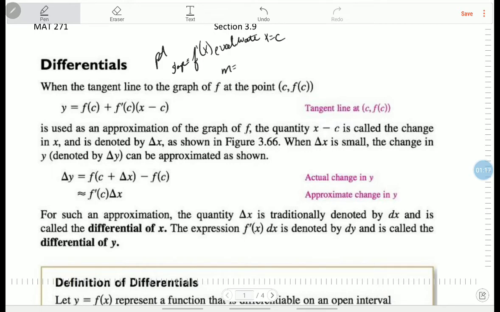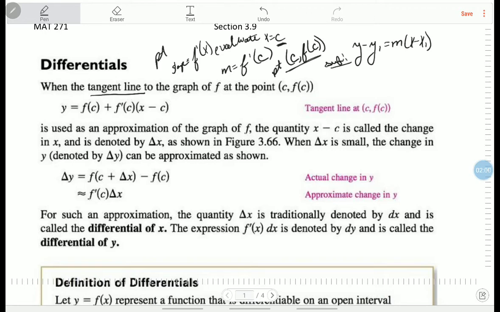So then our slope is going to be f prime of x evaluated at a specific x value, which we're going to call c. Our point is going to have an x coordinate, which we're going to call c. And to find the y coordinate, we will plug c into our original function, which we're calling f of x. So to find the equation of that tangent line, everything goes back to that point slope formula. y minus y1 equals m times x minus x1. But let's substitute in everything we know.